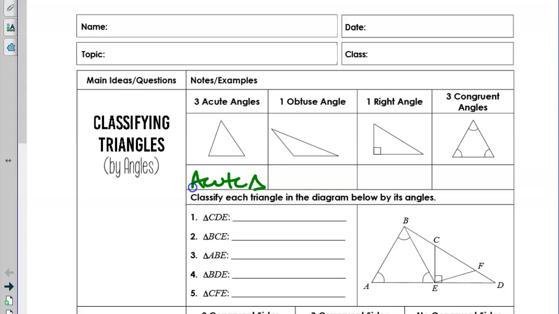What about one obtuse angle? What do you suppose we call it? Obtuse triangle. Very good. The next one: if there's one right angle, we call it a right triangle. Yes. Right triangle.